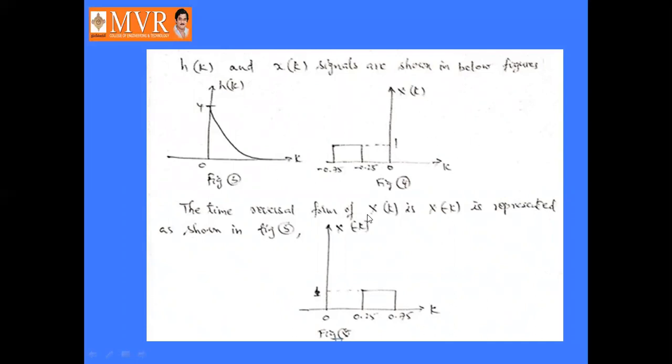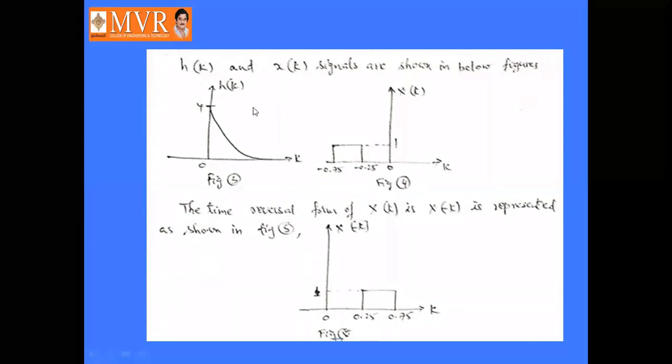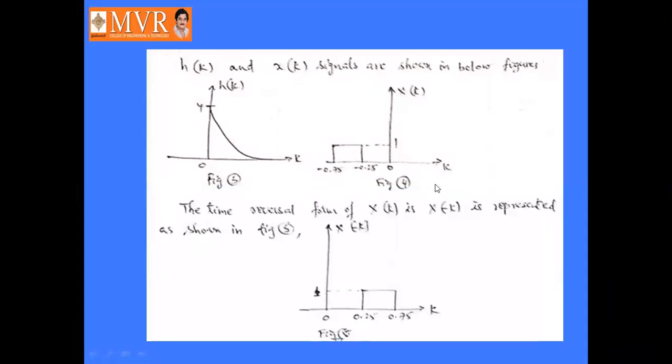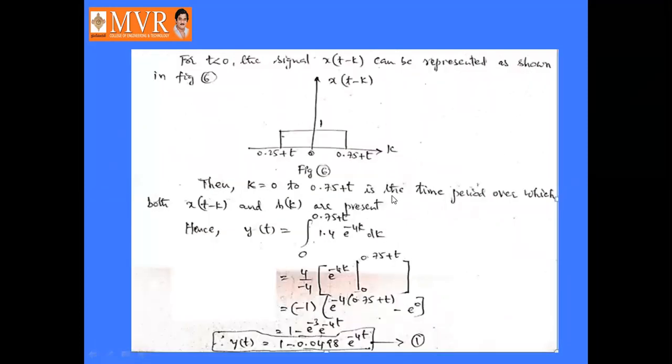The time reversal form of x of k is nothing but x of minus k, that is nothing but the mirror image of x of k, represented as the mirror image of this one. So this will be represented on this side. So this exists between 0.25 and 0.75. This is the mirror image of the above one, right?